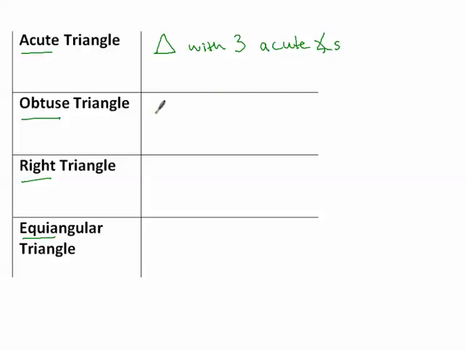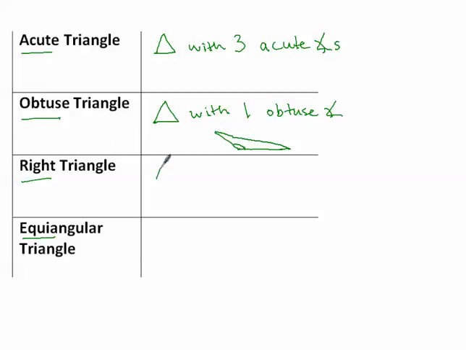An obtuse triangle is a triangle with 1 obtuse angle. Why only 1? Well, if we have an angle that's more than 90 degrees, let's show a picture of it. Here's an obtuse angle to start with that's more than 90 degrees. If I connect the other 2 sides, notice the angles that are left have to be acute. Think about how many degrees all 3 angles are supposed to add up to. Can more than one angle be bigger than 90 degrees?